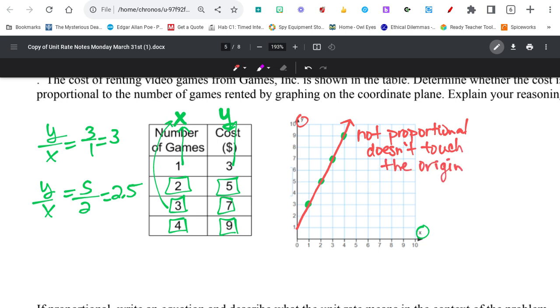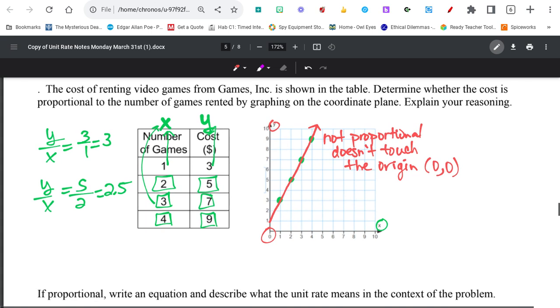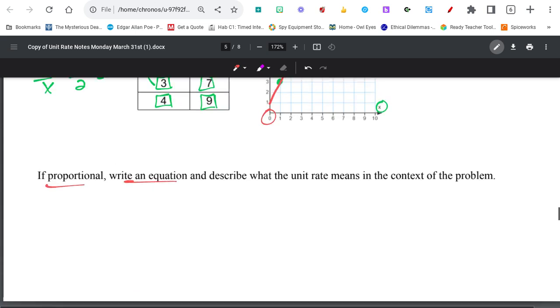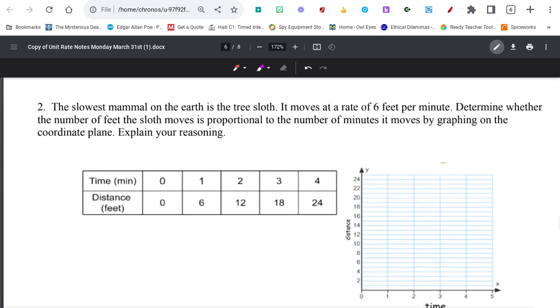In other words, it doesn't touch at 0, 0. Doesn't touch right there, guys. All right, it says if it's proportional, write an equation, where it's not, so we're not going to worry about it because it's not proportional. So let's go on to the next one.